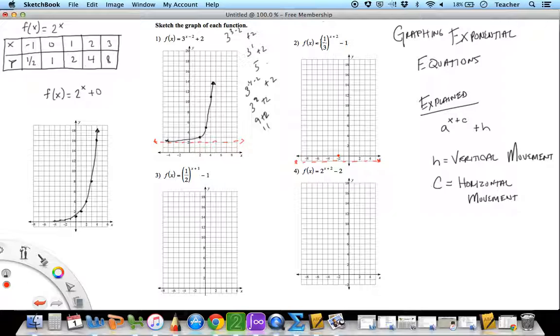Now I can see that the base is a fraction, which means we're going to have exponential decay. So I can draw this going this way, and then going this way up. I'd like you to test out some points. In other words, let's plug in -3. When we have 1/3 to the -3 plus 2 minus 1, we get 1/3 to the -1 minus 1, which, remember we talked about this, when we have a negative exponent, we flip it, so it becomes 3 to the first power minus 1, which would be 3 minus 1, which is 2. So we plugged in -3 and we got 2. So that would be the next one.